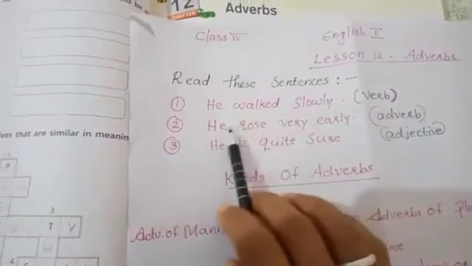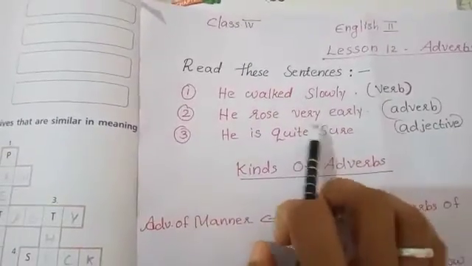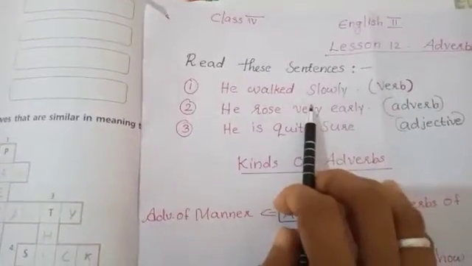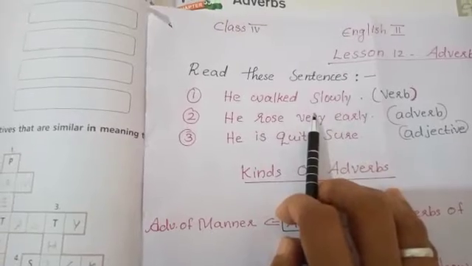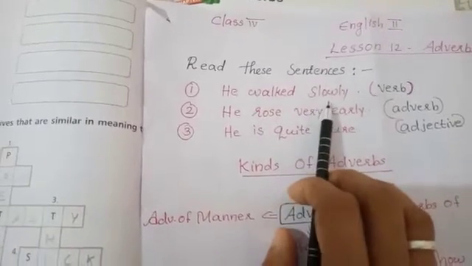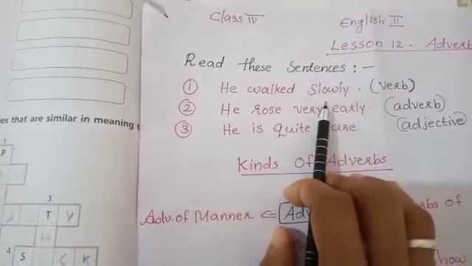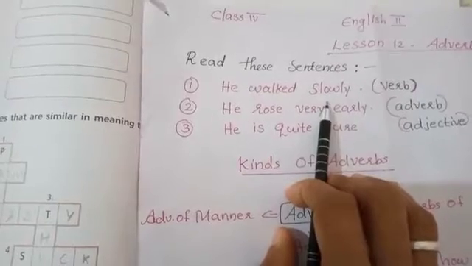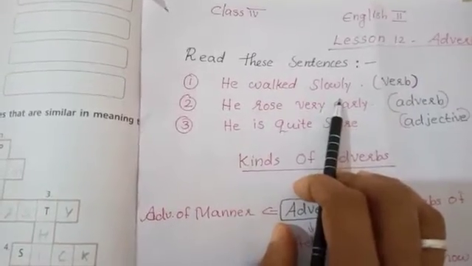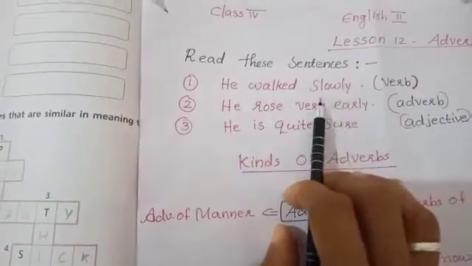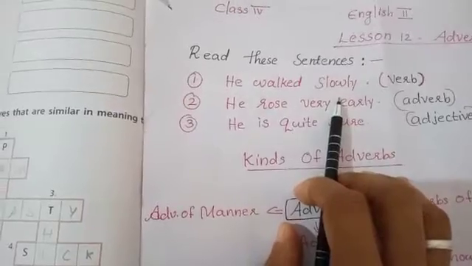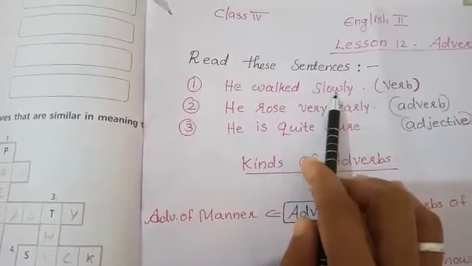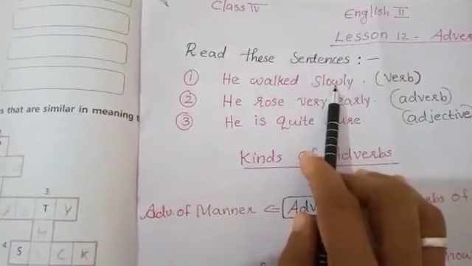Let us read these sentences. He walked slowly. In the first sentence, the word slowly tells us how, or in what manner, he walked. The word slowly modifies the verb walked.